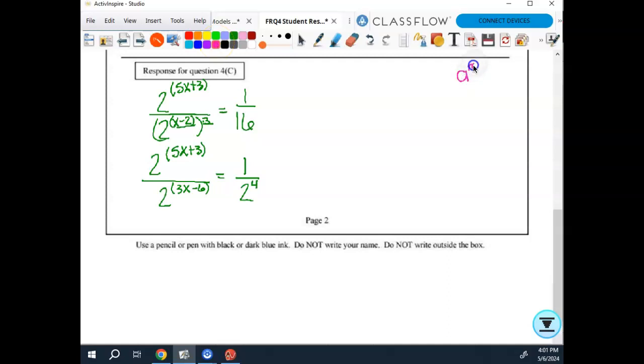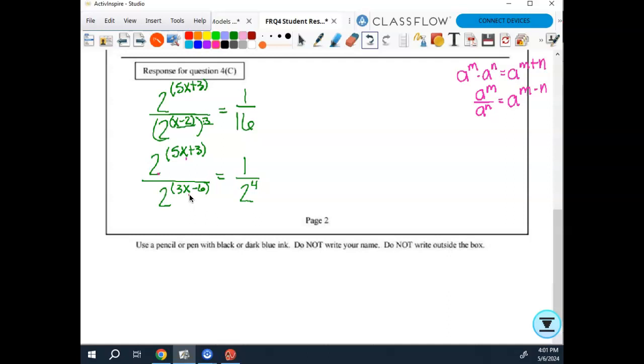I know if I have a to the m times a to the n, that is a to the m plus n power, because you add the exponents. If I have a to the m over a to the n power, that's equal to a to the m minus n power. So, options here, I could leave my bases 2, subtract these two sets of exponents.